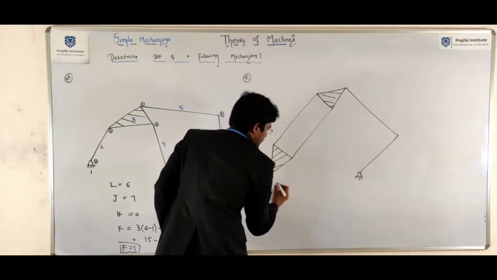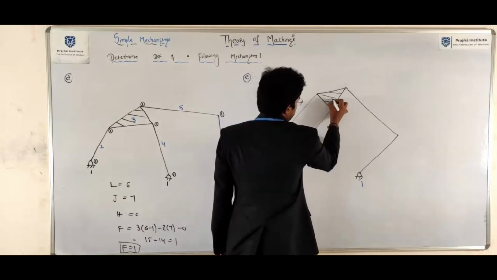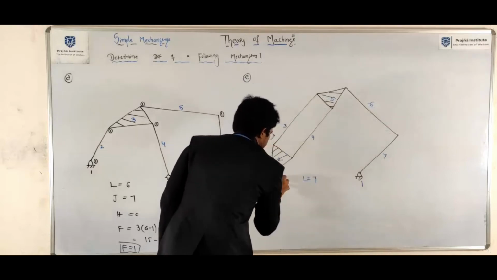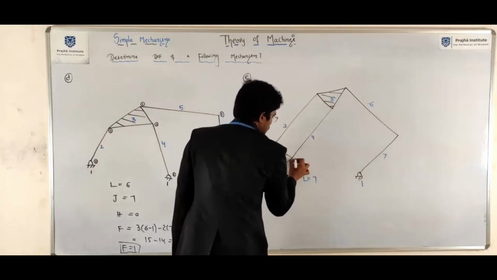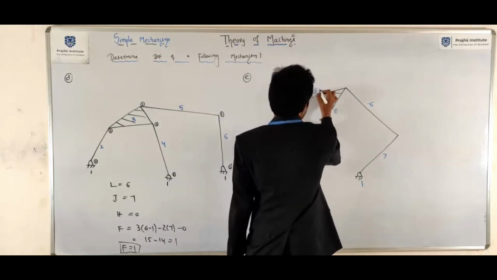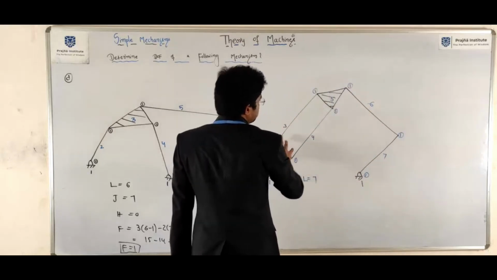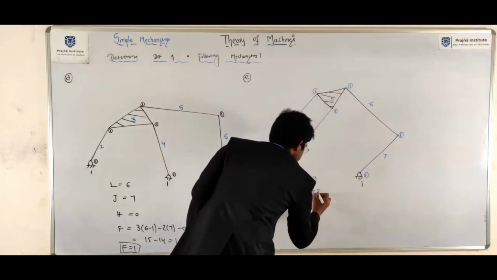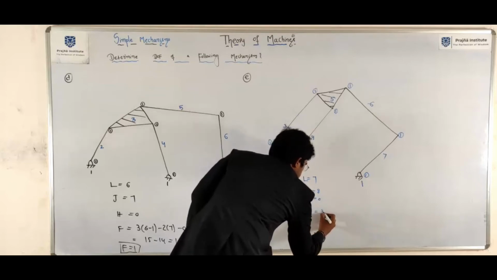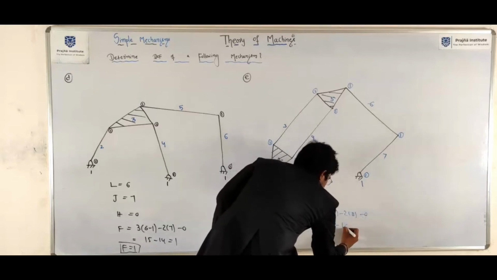Okay, so here 1, 1. This is 2, 3, 4, 5, 6, 7. So total number of links equal to 7. Between 1 and 2, 2 and 4, 2 and 3, 4 and 5, 3 and 5, this. So here 3, 6, 8. H equal to 0. F is equal to 3 into 7 minus 1, minus 2 into 8, 18 minus 16.